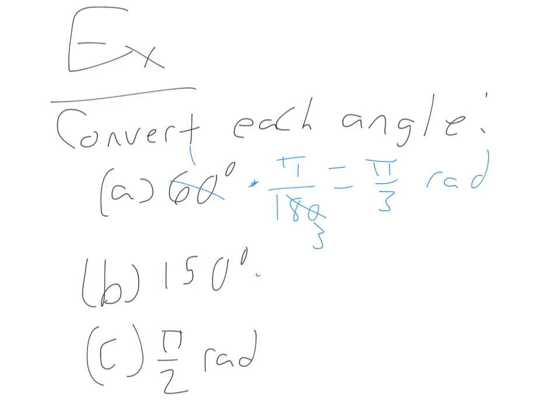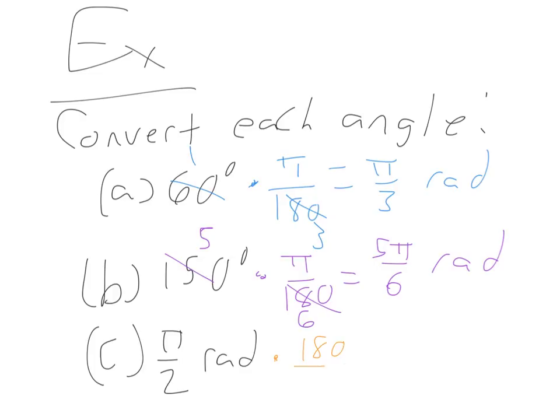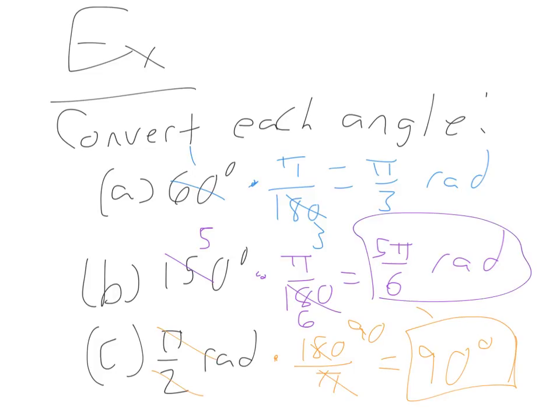Likewise, to convert 150 to radians, we multiply by pi over 180. We can reduce the 150 and the 180 by 30. That would give us 5 and 6, so it would be 5 pi over 6 radians. To convert pi over 2 radians to degrees, we have to multiply it by 180 over pi. The pi's would cancel out, the 2 and the 180 would reduce. So that would just be 90 degrees. And those 3 would be our answers.